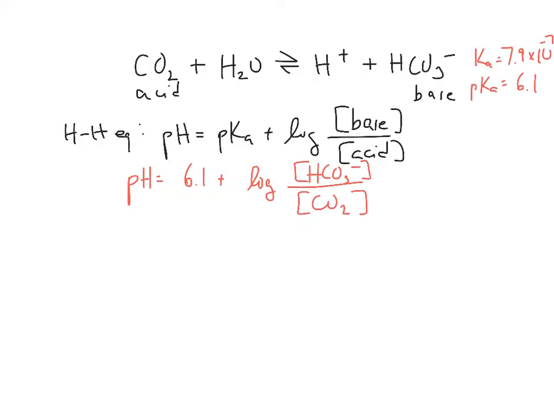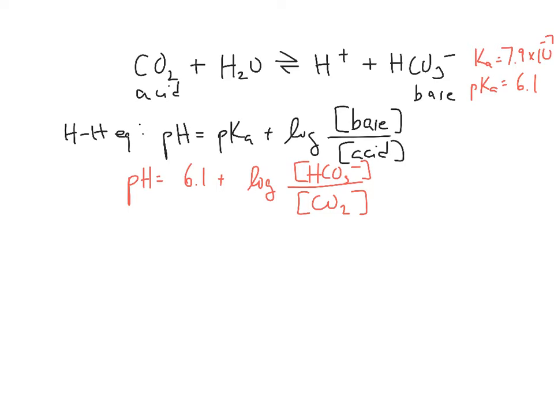So here's our CO2 bicarbonate blood buffer system. We calculated Ka to be 7.9 times 10 minus 7 in the last slide. The pKa, which is minus log Ka, is equal to 6.1. Let's apply this reaction to the Henderson-Hasselbalch equation.